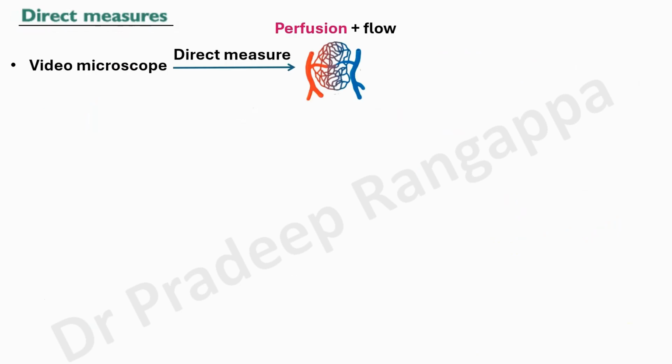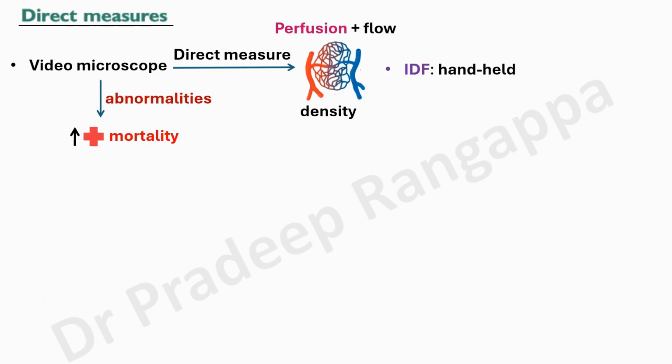You basically use a video microscope to directly measure the microcirculation. You look into the density of the microcirculation, you look at the heterogeneity of the microcirculation, and it is shown that the video microscope of the sublingual circulation shows abnormalities of the microcirculation. It shows an increase in hospital mortality.